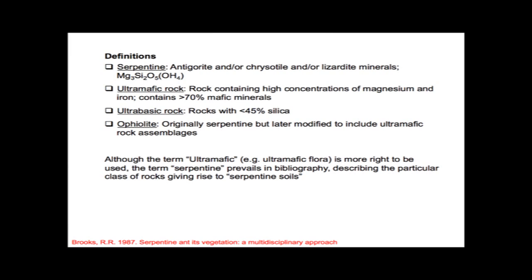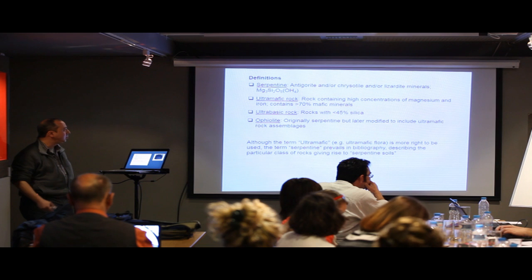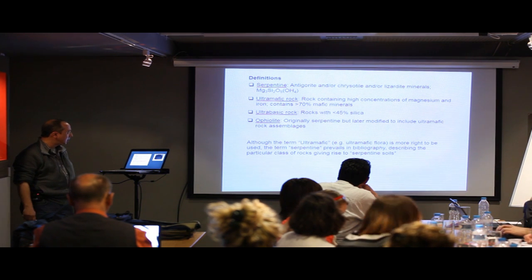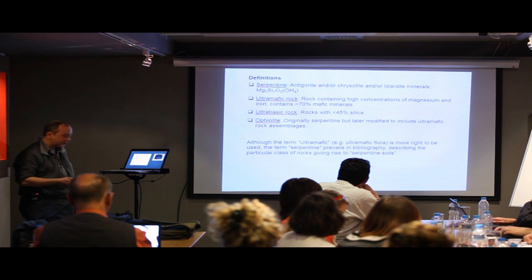And ophiolite is a term that was used initially to describe serpentine rocks, but later this term was modified to include also ultramafic rock assemblages. Although it is more correct to use the term ultramafic rocks, in the bibliography the terms serpentine rocks, serpentine vegetation, and serpentine plants prevail, so we will use this terminology in the presentation.